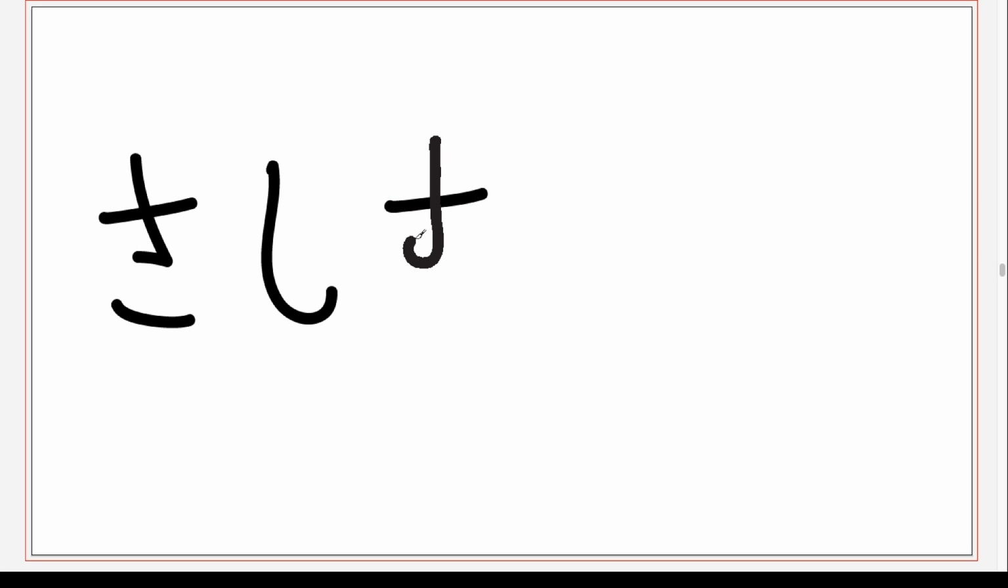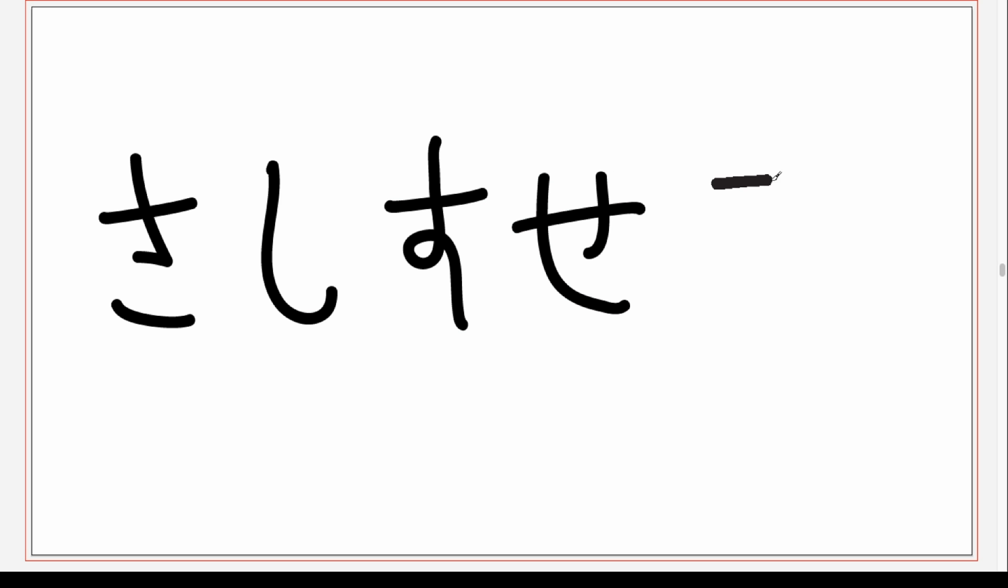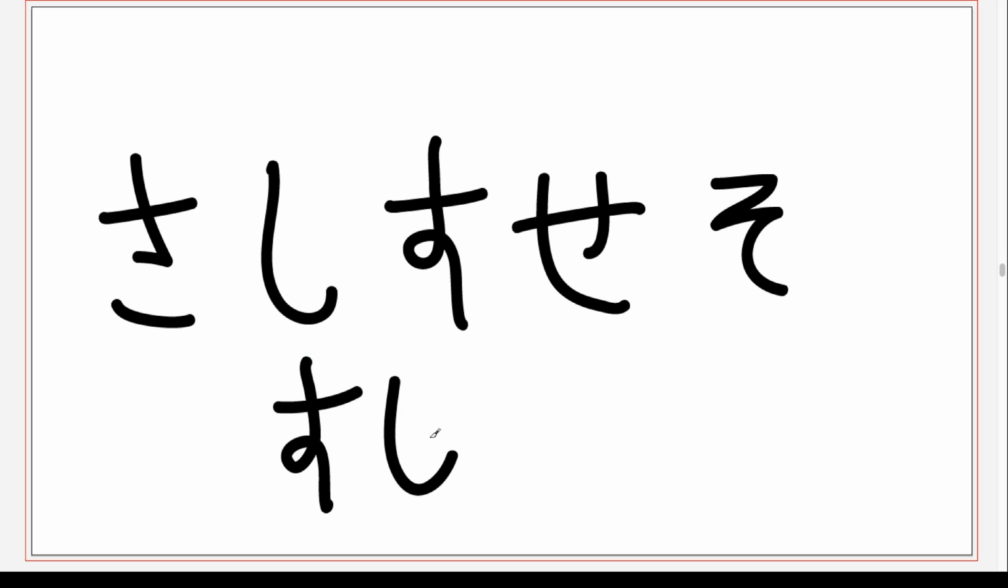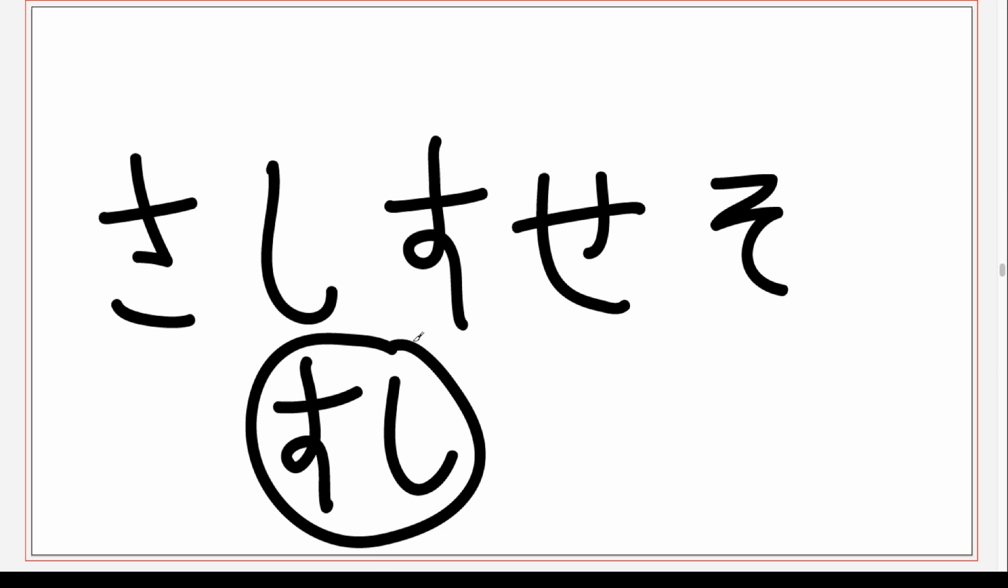All right, so let's go over today's characters. We had sa, shi, su, se, and so. Okay, and you can actually make your first really easy Japanese word out of these two, right? Because we learned shi and su, but if you flip the order on those and write sushi, congratulations, you just learned how to write sushi.